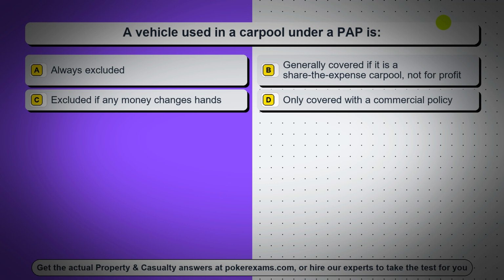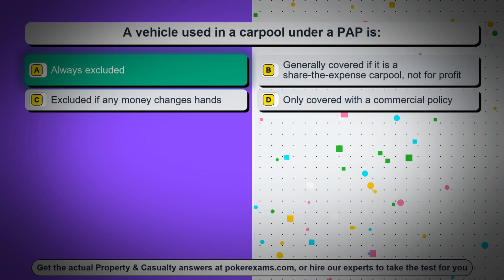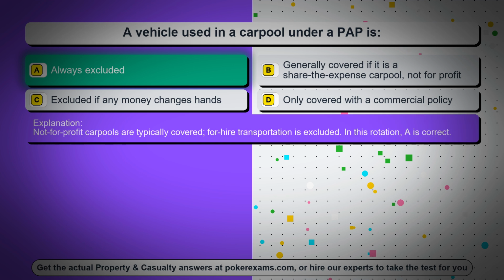Option B, generally covered if it is a share the expense carpool, not for profit. Option C, excluded if any money changes hands. Option D, only covered with a commercial policy. The correct answer is option A, always excluded. Not-for-profit carpools are typically covered, for hire transportation is excluded. In this rotation, A is correct.